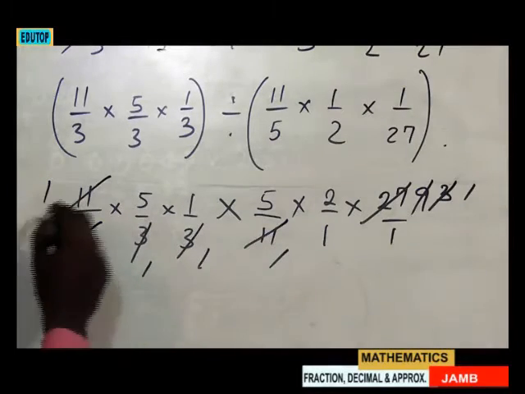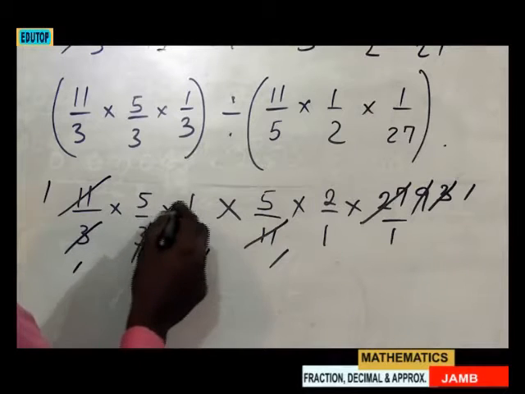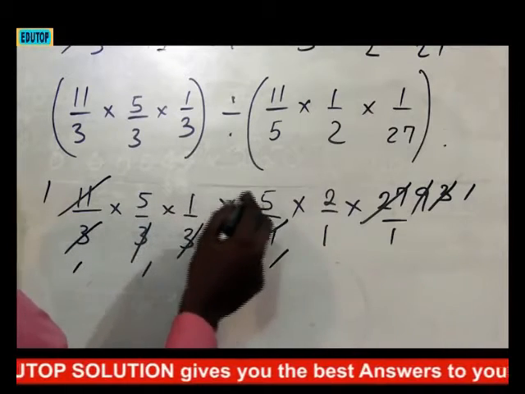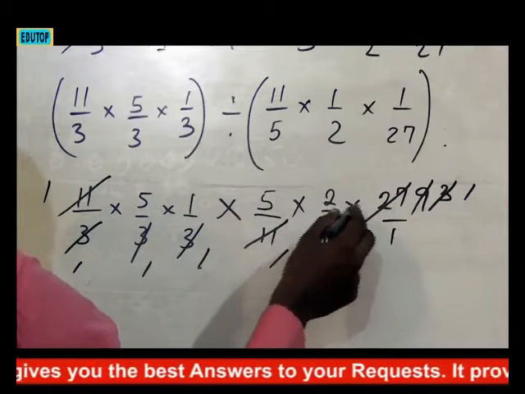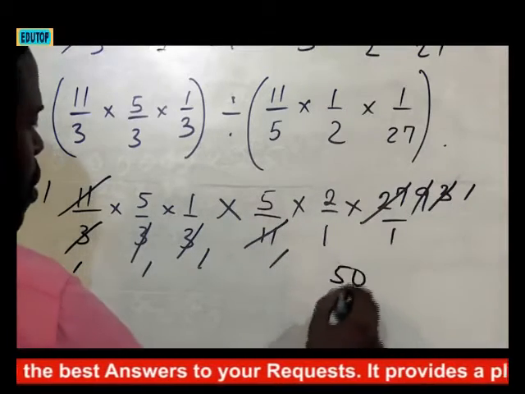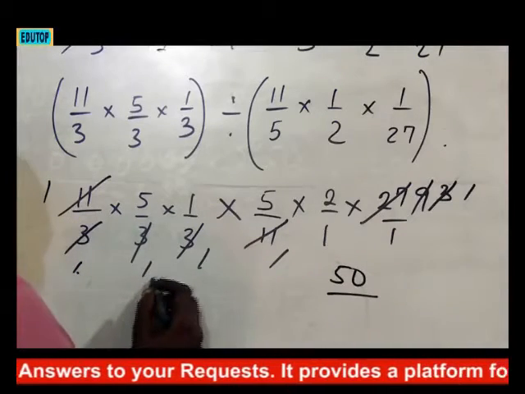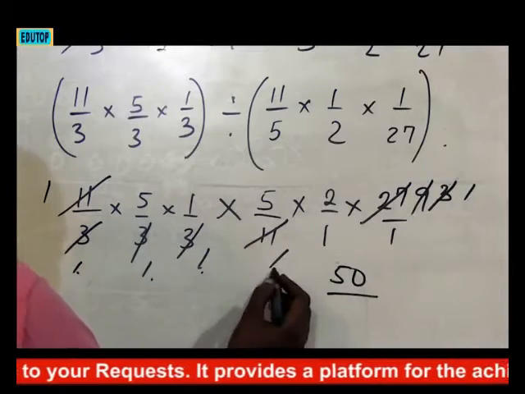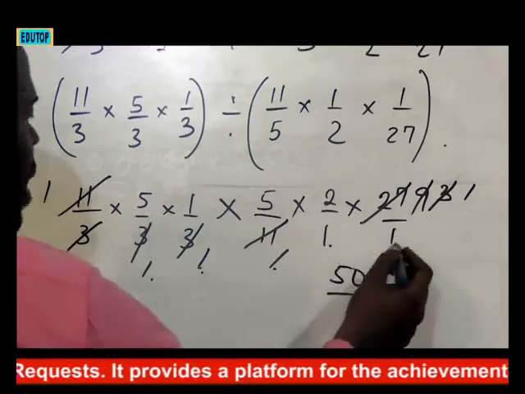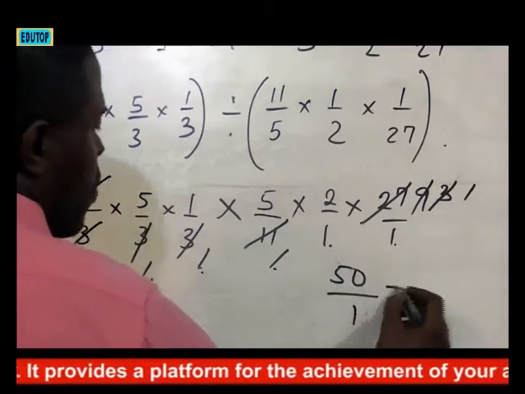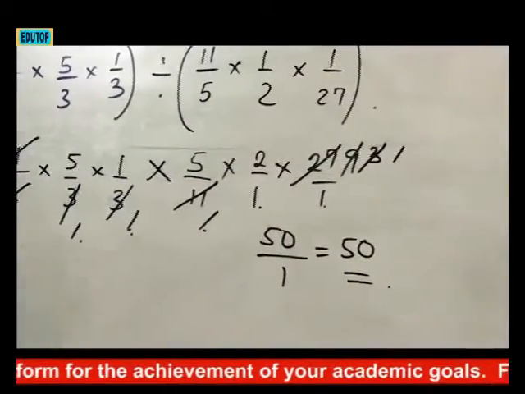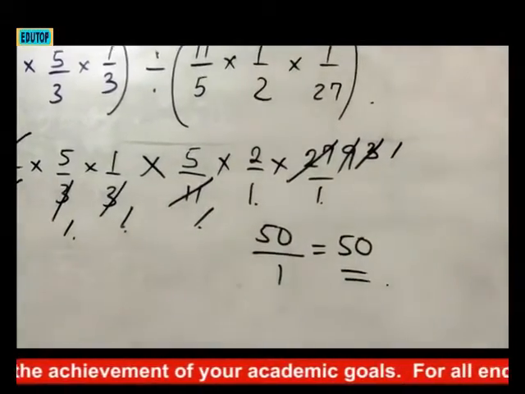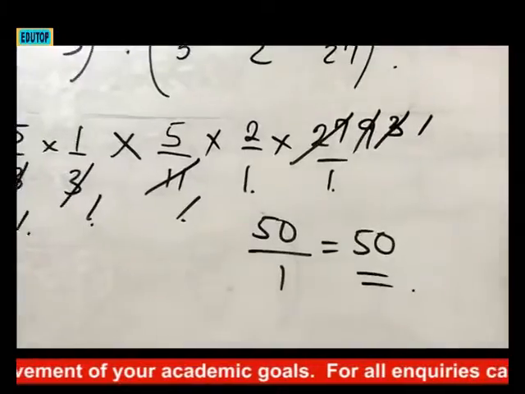So I have 1 times 5, 5. 5 times 1, 5. 5 times 5, 25. 25 times 2, 50. 50 times 1, 50. Over 1 times 1, 1. So 50 over 1 equals 50. So that means if you simplify, this result is 50 as the answer.